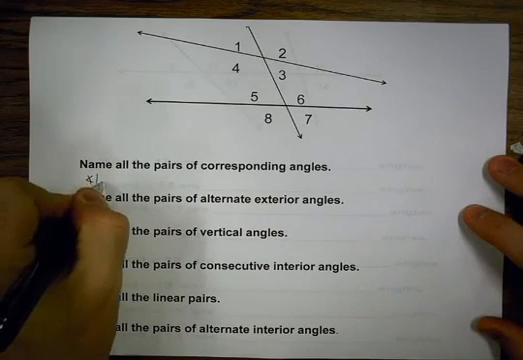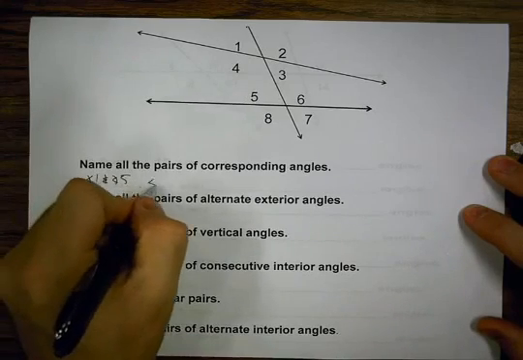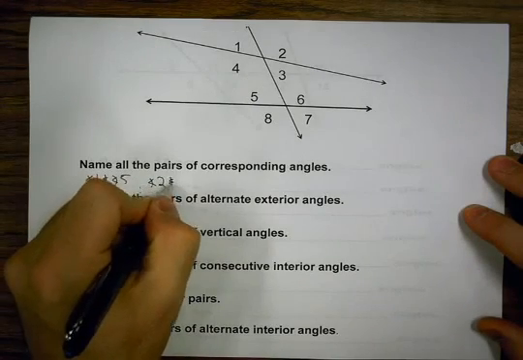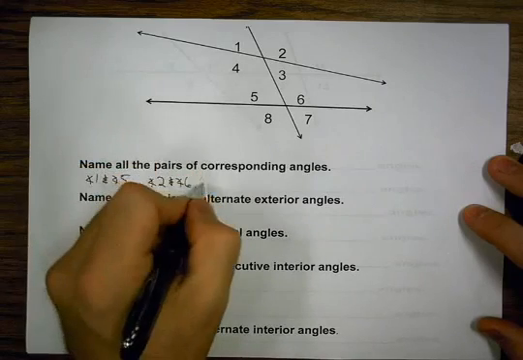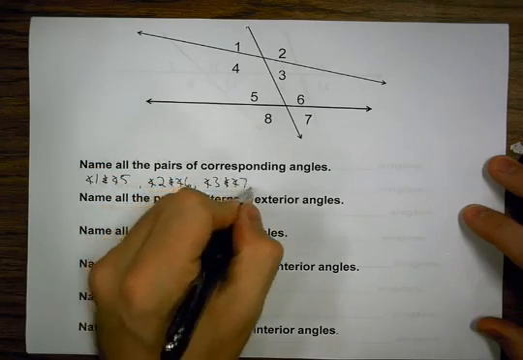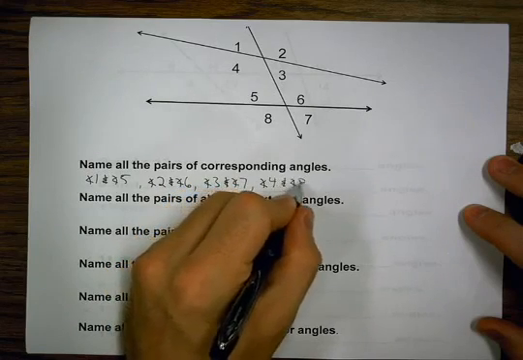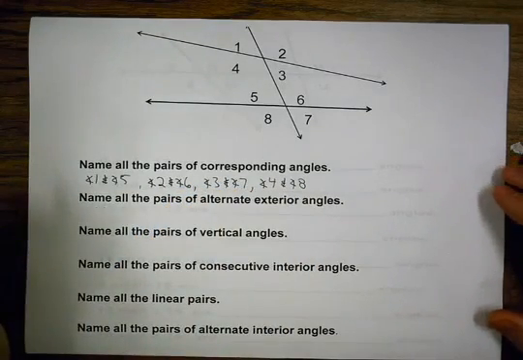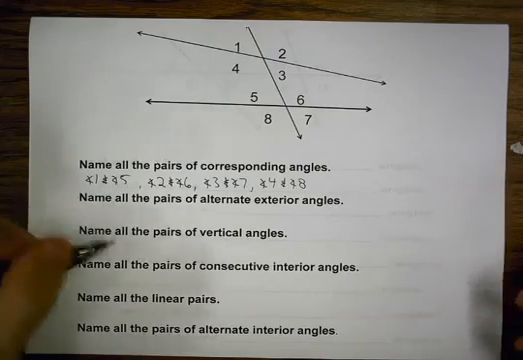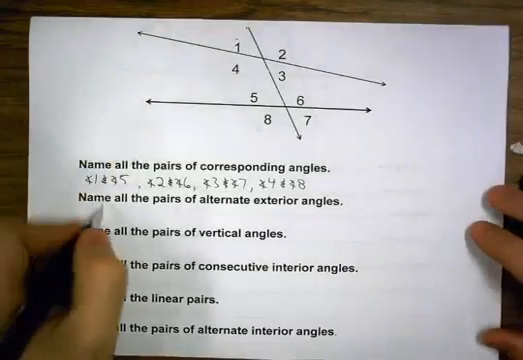I have angle 1 and angle 5, both on the top left. Angle 2 and angle 6, both top right. Angle 3 and angle 7, both bottom right. Angle 4 and angle 8, both bottom left. Pairs of alternate exterior, outside the lines, opposite sides. 1 and 7, 2 and 8.